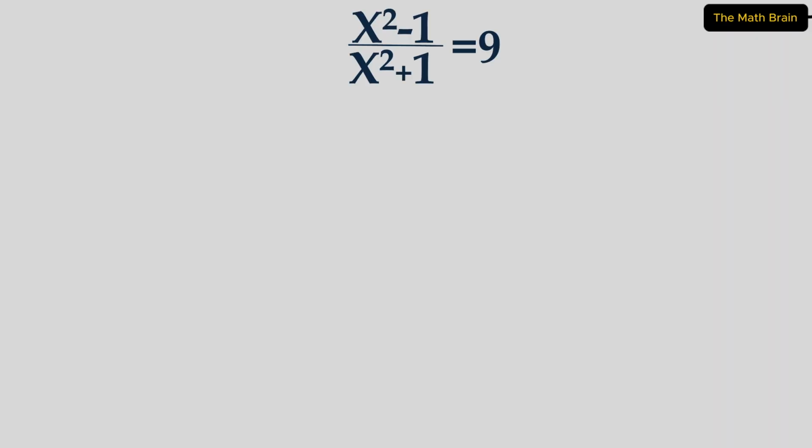Today we are going to find the value of x in the given equation. So let's start by writing the equation, that is (x square minus 1) upon (x square plus 1) is equal to 9. Here on the left hand side we have a fraction and on the right hand side we just have a constant. So what we can do is take this denominator to the right hand side, and we will get x square minus 1 on the left hand side and 9 times (x square plus 1) on the right hand side.